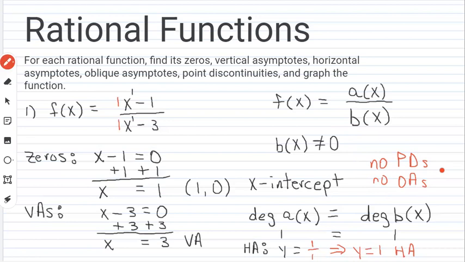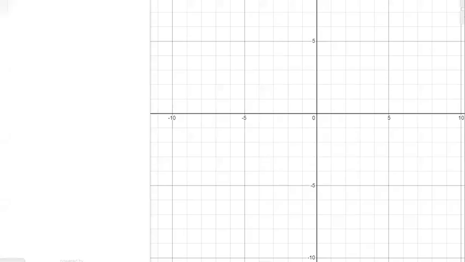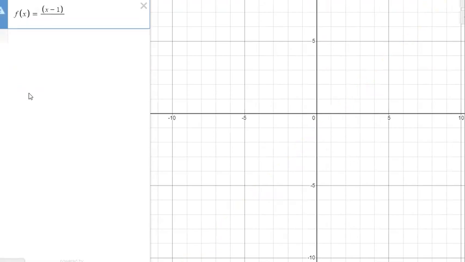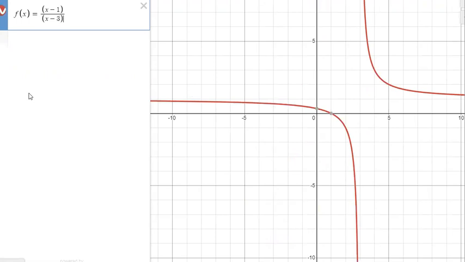Okay. So what's the last thing we have to do? We need to graph the function, right? So I'm going to go over to Desmos and I'm going to graph this function. So we have f of x is equal to, now normally I put the top in parentheses and I also put the bottom in parentheses. So I'm going to put the top in parentheses. It was x minus 1. And then I'm going to do my division symbol so I can get the bottom of the fraction in there. The bottom of the fraction was x minus 3. I'm also going to put that in parentheses. And now we have our graph.